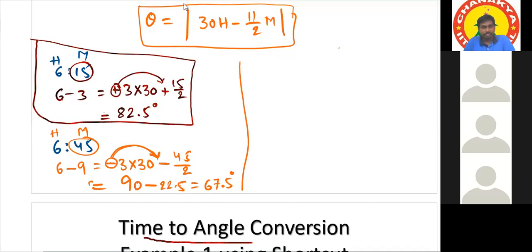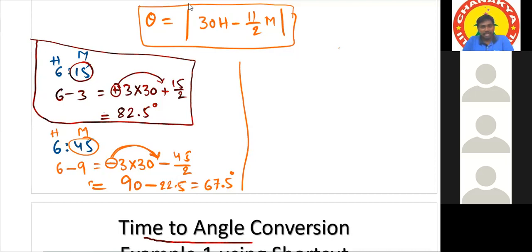Sir, that 30 by 2 is also left. For 0, should we consider negative or positive? 0 can be positive or negative, but distance cannot be negative. Angle cannot be negative. That's why we have to consider positive. What is the 3 degree? No, it is not 3 degree, it's 15 degree.